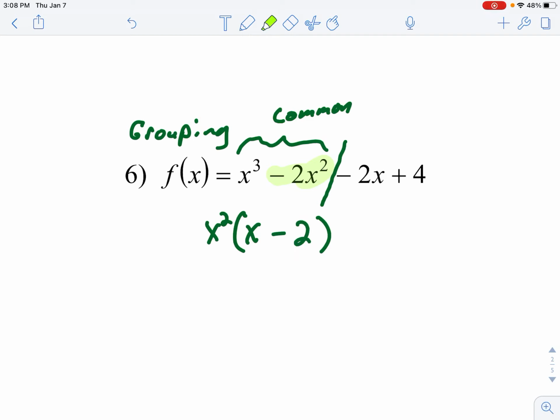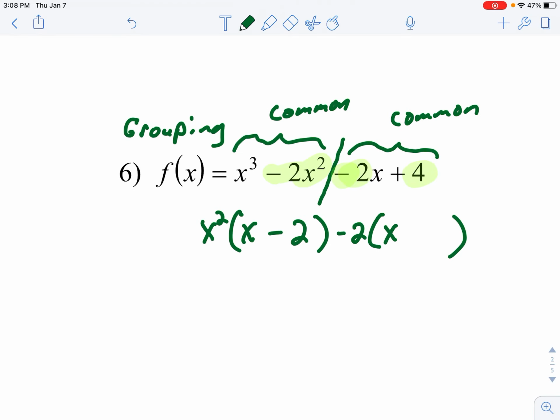Now do the same thing for the second half, or the second group. Do common factoring there. What these two terms have in common, they can both be divided by 2. The fact that there's a negative sign here is a tip that you actually have to divide out negative 2. If you divide out negative 2, it's going to leave x here, and then a negative 2 here, because negative 2 times negative 2 is positive 4.